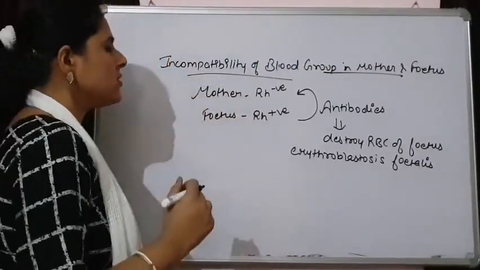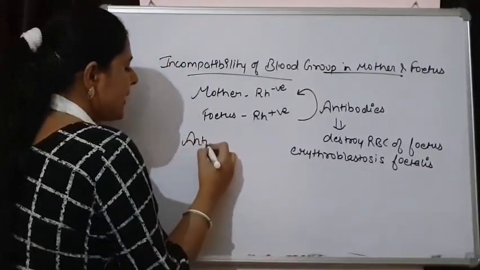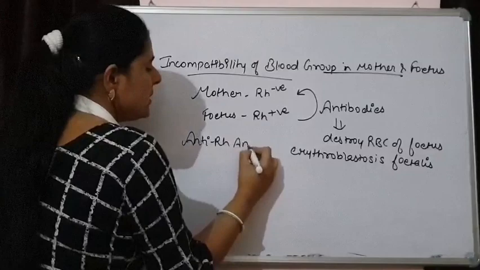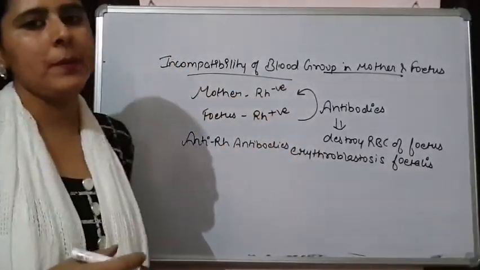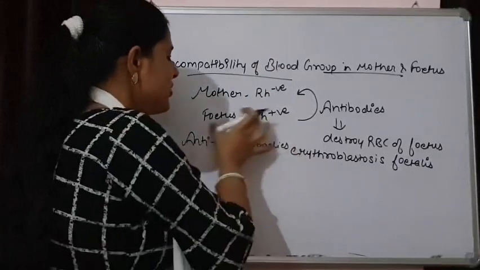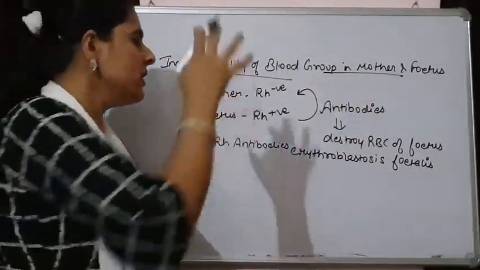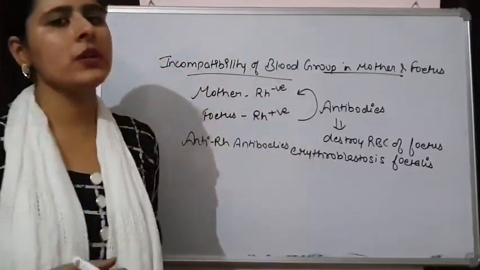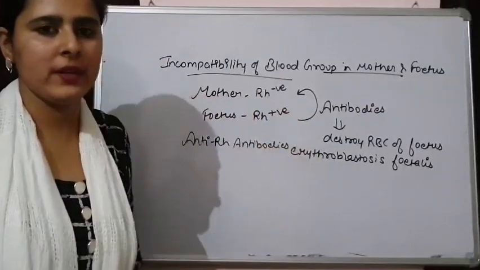That's why, during each pregnancy, doctors inject anti-Rh antibodies into the blood of the mother. These anti-Rh antibodies are going to kill the Rh antigens, and the health of the fetus will not be affected because of the difference in the Rh factors.